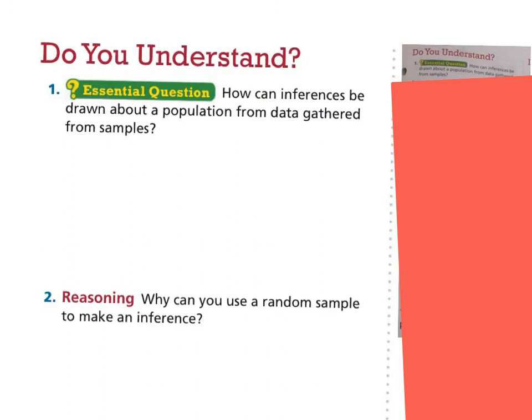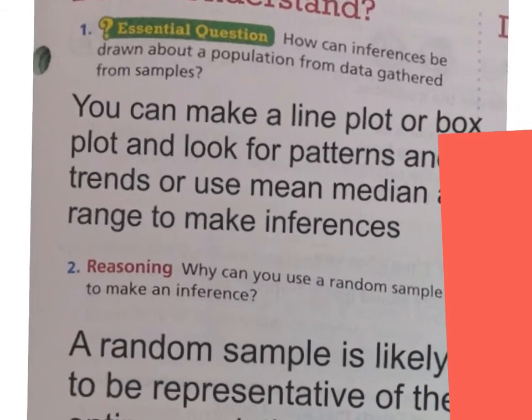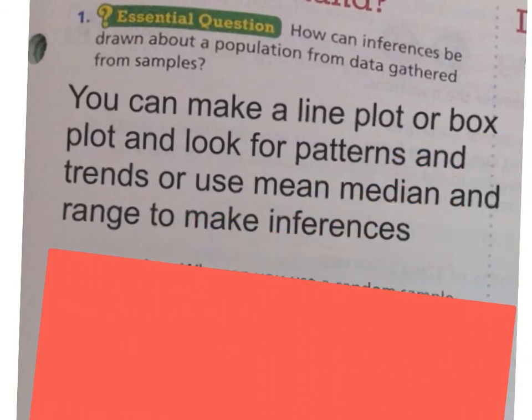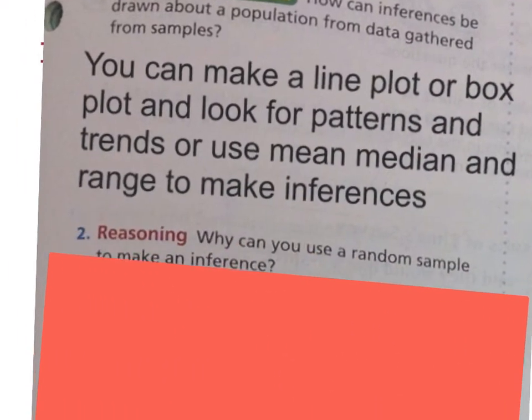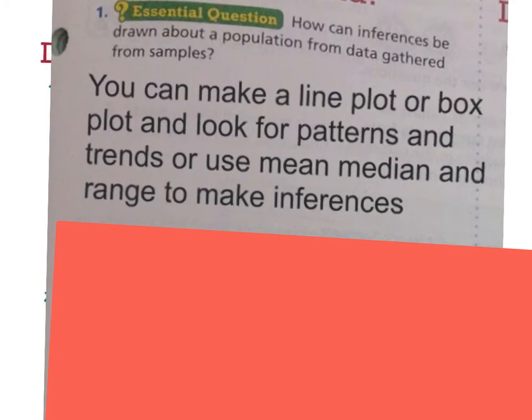Number 1 on the do you understand: how can inferences be drawn about a population from data gathered from samples? So there are different ways we can do this, but one option is we could make a line plot or a box plot and look for patterns and trends, or we could use mean, median, and range to make inferences.